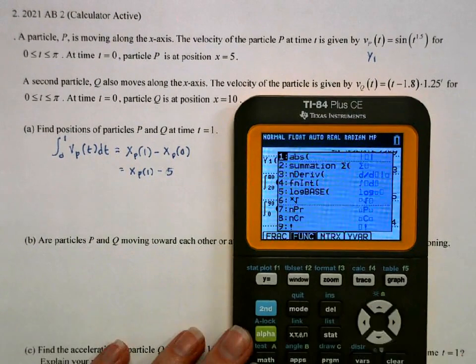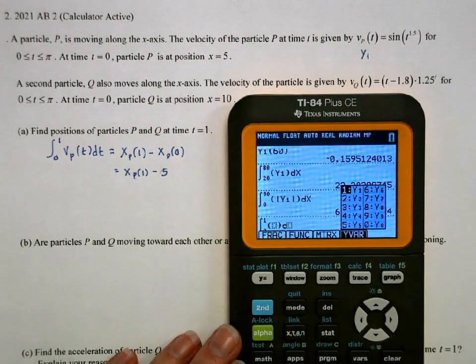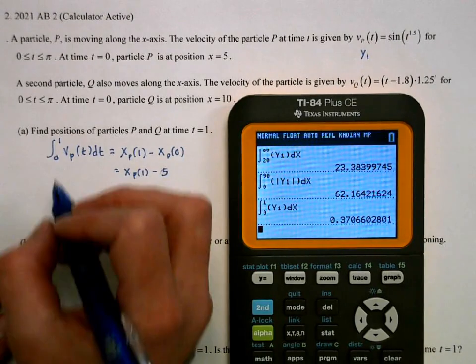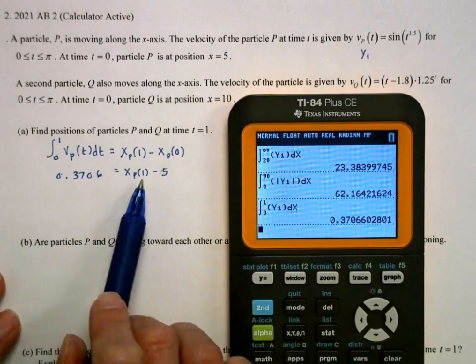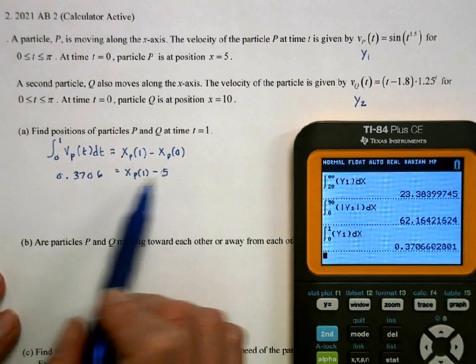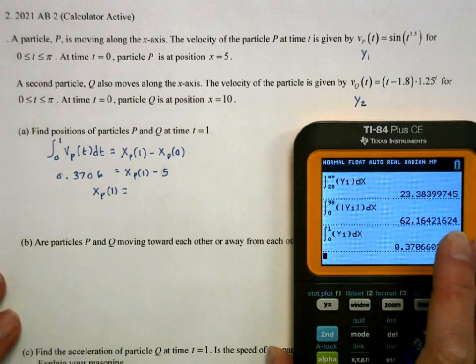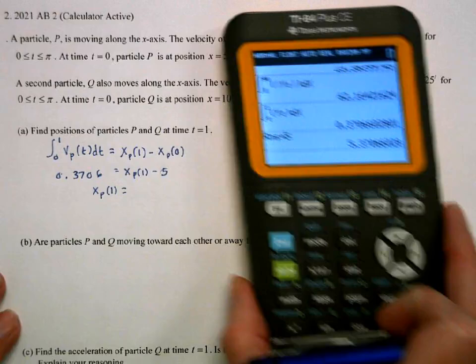Okay, this I'm going to get from the calculator. So we do the integral from 0 to 1 of y1, which is where that equation is stored. And we get 0.3706. I want to solve for this, so I'm going to take this and add 5. So my x of p of 1 is going to be what I just found plus 5. Probably didn't need a calculator for that.